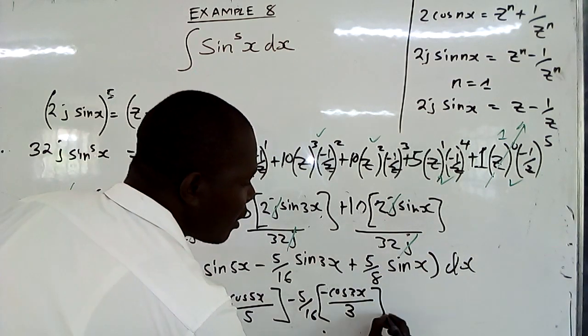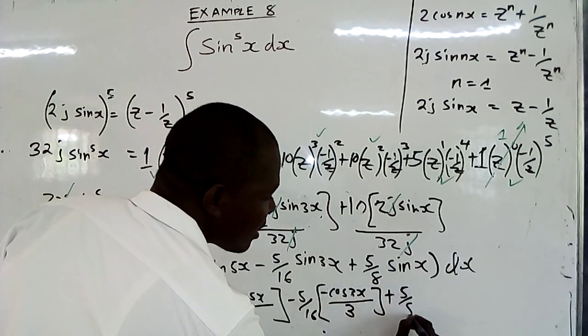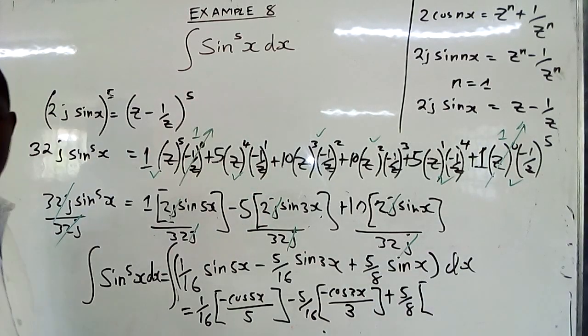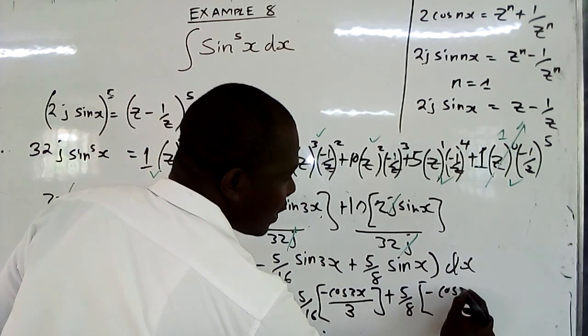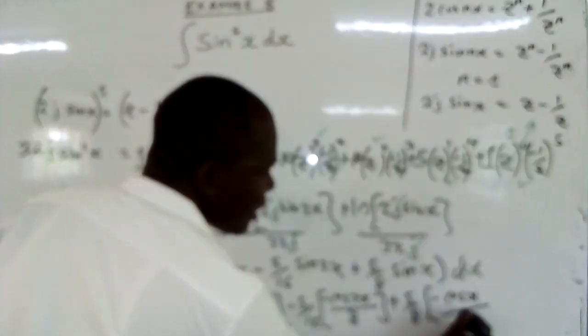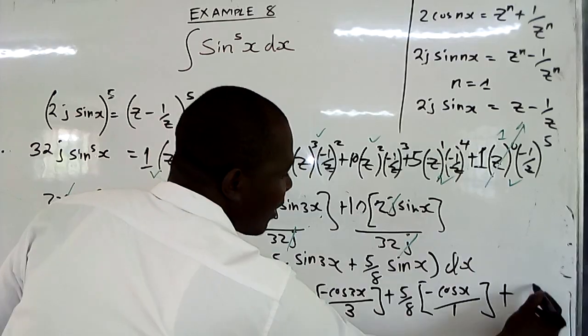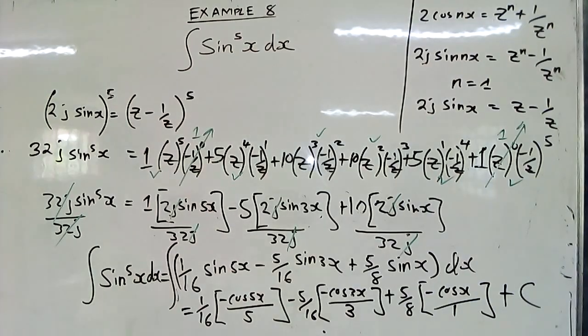Then plus 5 over 8 is a constant. Then you integrate sine x, isn't it? If you integrate sine x, you get negative cos x, then the constant, if you differentiate the inner function, you get 1. Then at the end of integration, you add your arbitrary integration constant, isn't it? Are we together there? So from there, if you simplify that, what do you have?